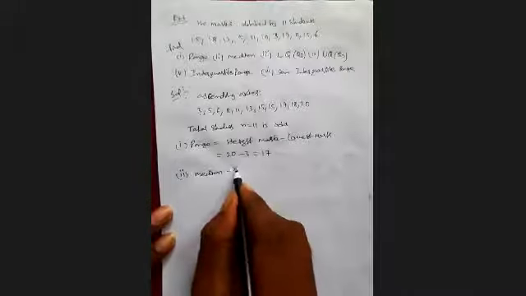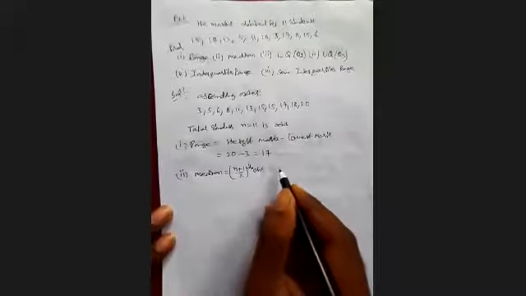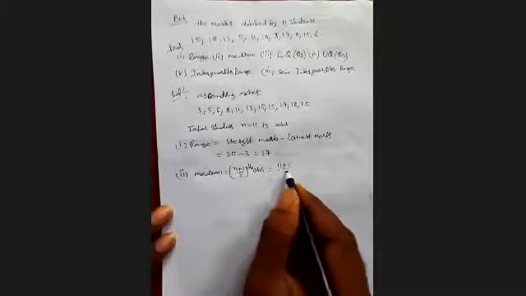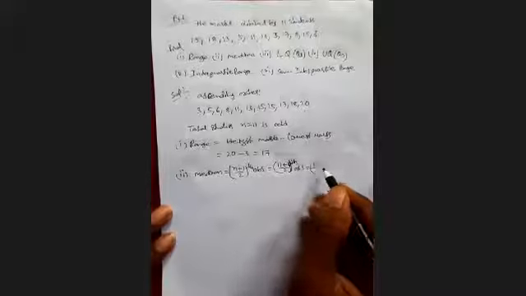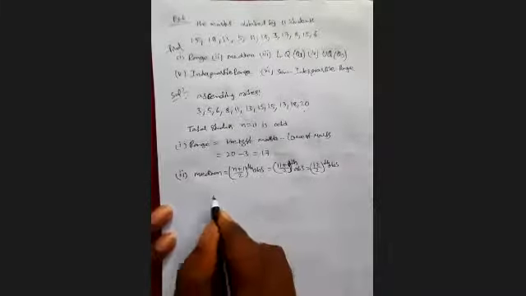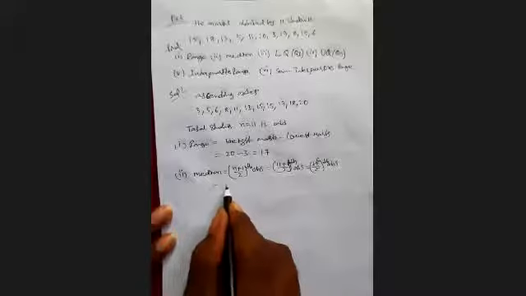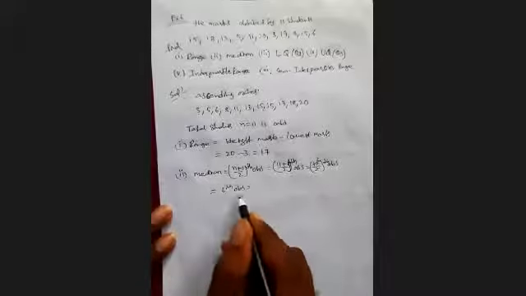Now the second question is the median. We have two formulas, one for even and one for odd. Since n is odd, the median formula is the (n plus 1) by 2 th observation. Here n is 11, so (11 plus 1) by 2 is 12 by 2, which is the 6th observation. What is the 6th observation? Counting 1, 2, 3, 4, 5, 6, it is 13. So here the median is 13.